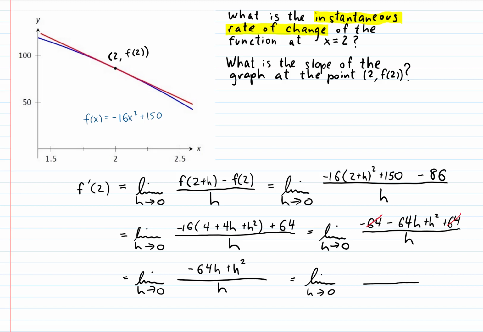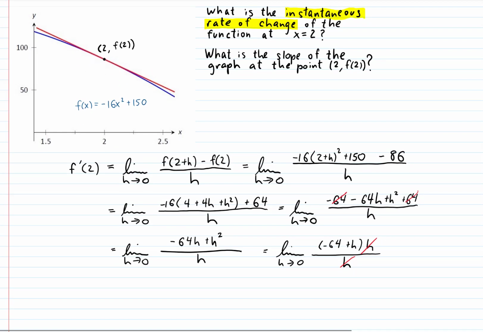And let's write the top like this: negative 64 plus h, quantity times h. And that ends up being so important because those two h's will now cancel, which is great because I want to let h go to 0, and that was going to be a problem with h in the denominator. And now that problem has gone away. Okay, so now it'll be really easy to finish the problem.